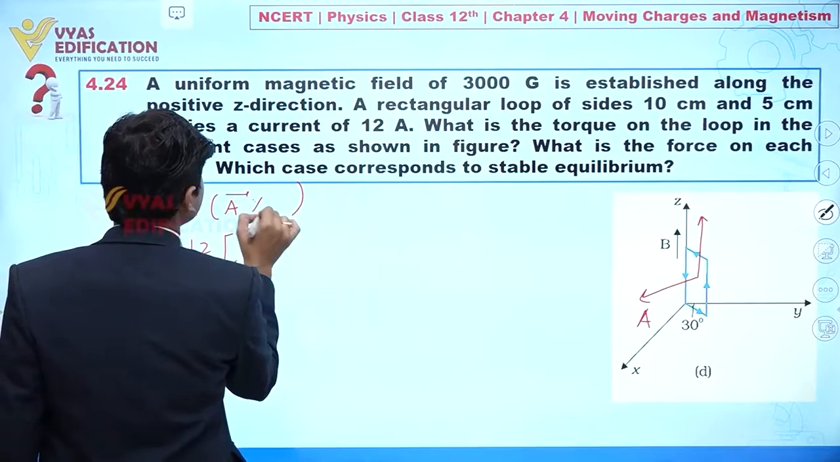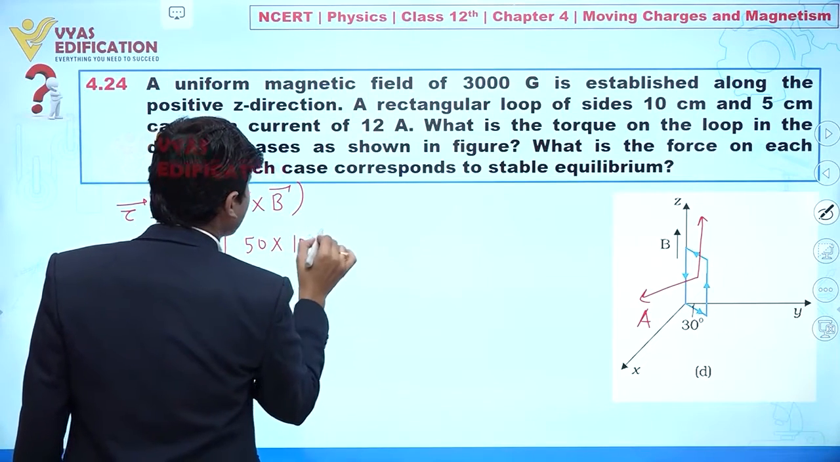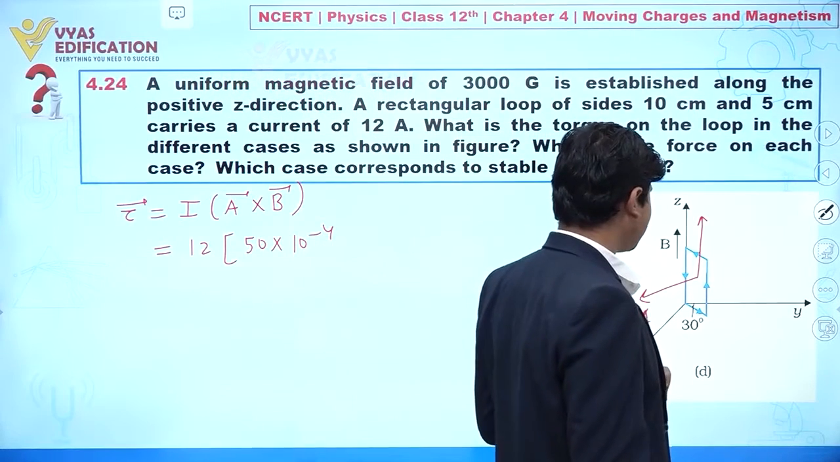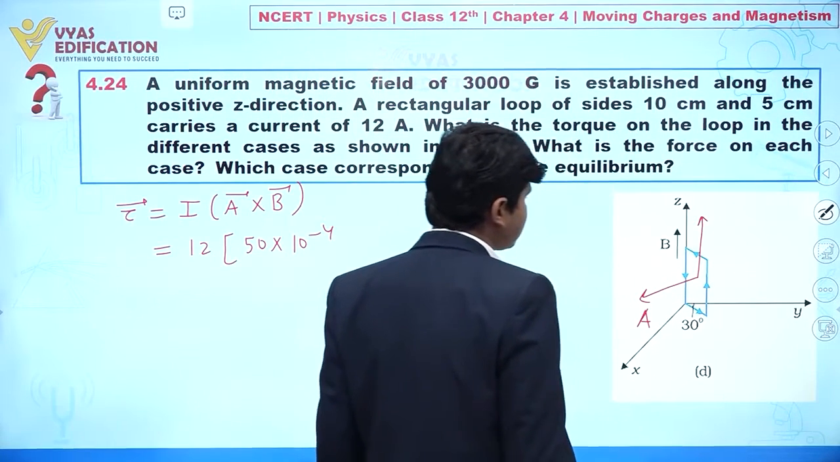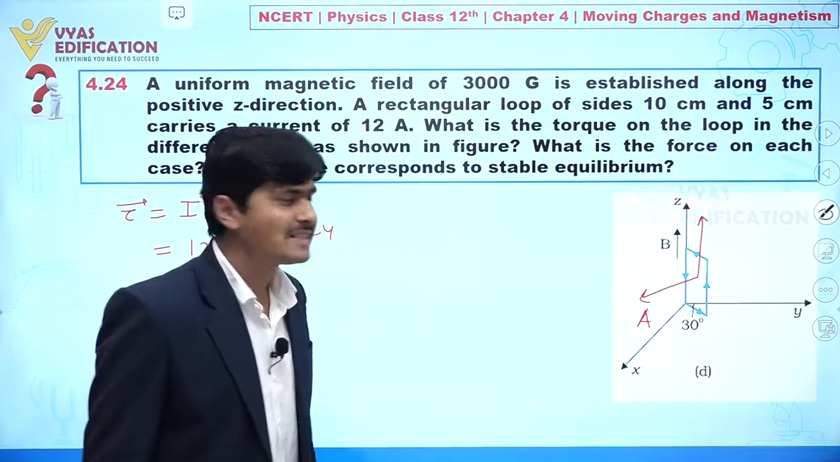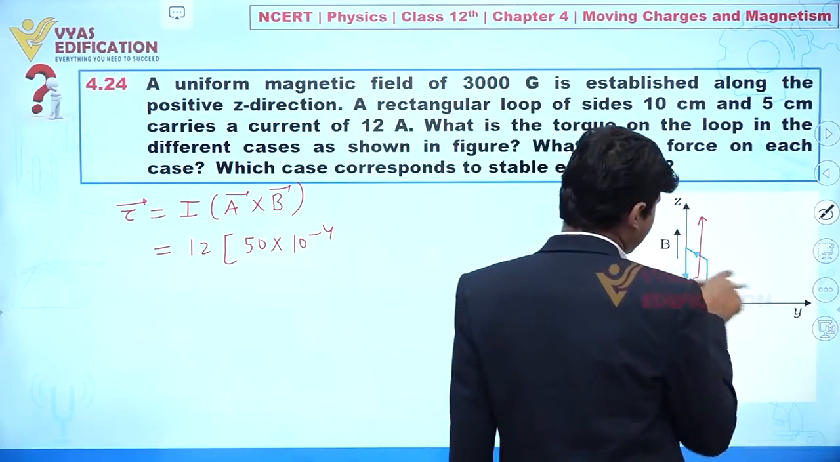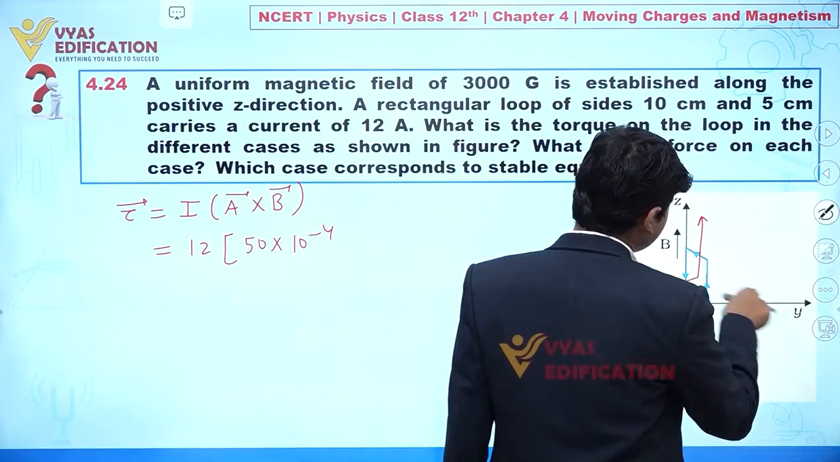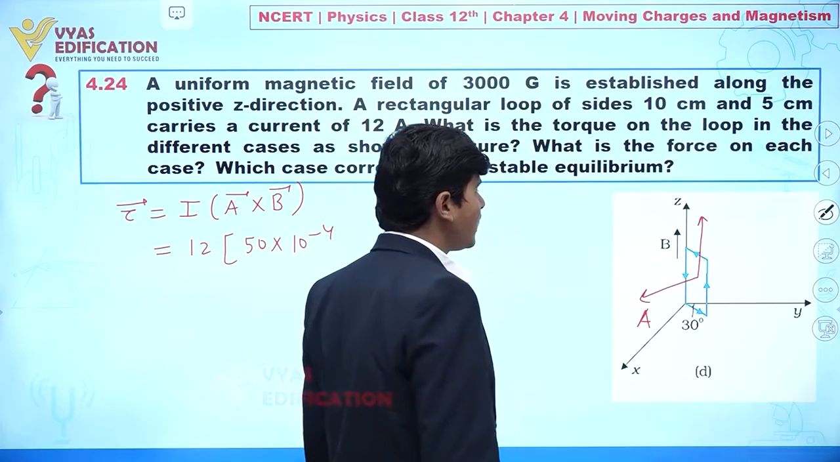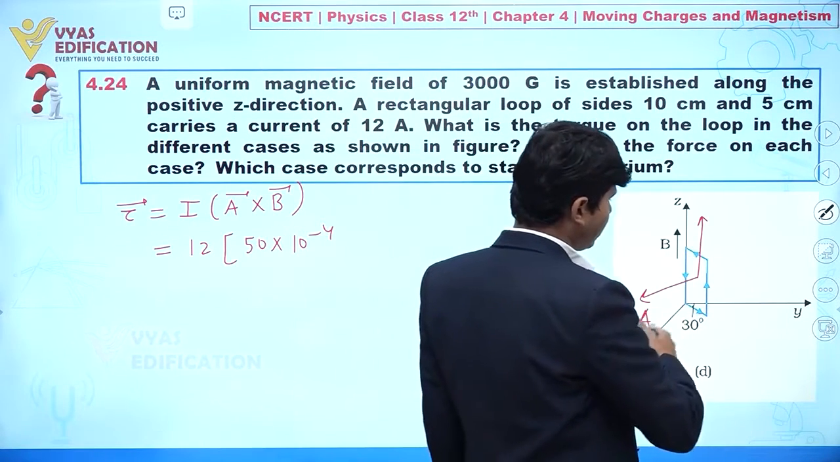A cross B. Clear? 50 into 10 to the power minus 4. And what about the area vector? Area vector in which direction? Now you can say this lies in the YZ plane. Clear? You can see this is Y, this is Z, and this one is the XY plane.